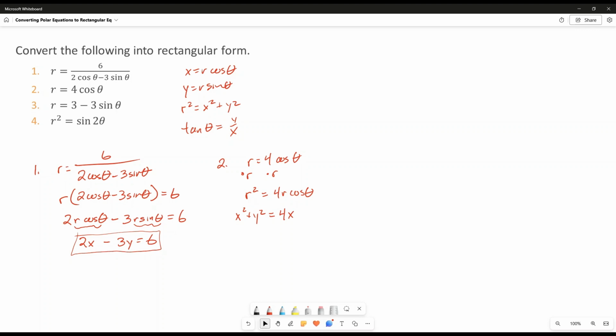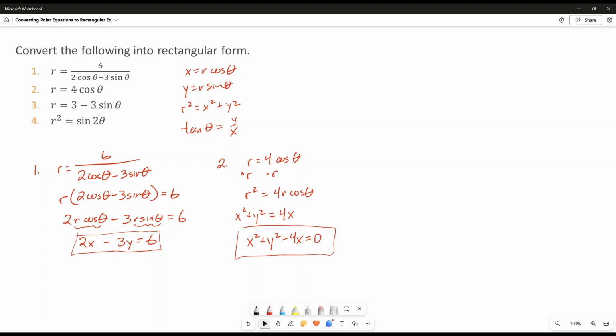You can leave it there. That's fine. Sometimes you might see textbooks or other resources set that equal to 0. So x squared plus y squared minus 4x is equal to 0. I would be okay with the x squared plus y squared equals 4x. They're the same equation. It doesn't really matter too much. But so just different ways that you might see that.